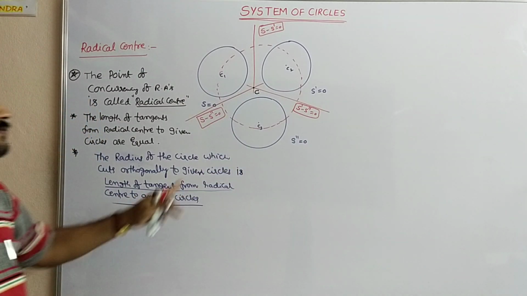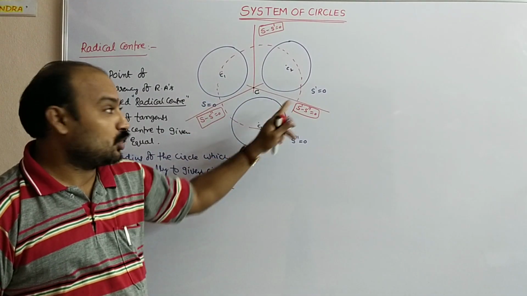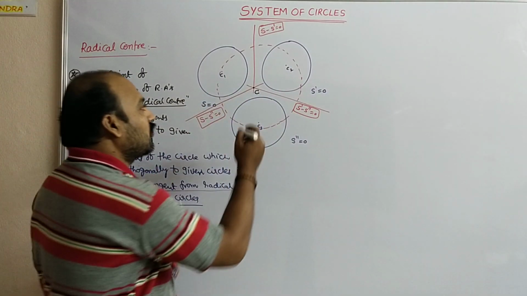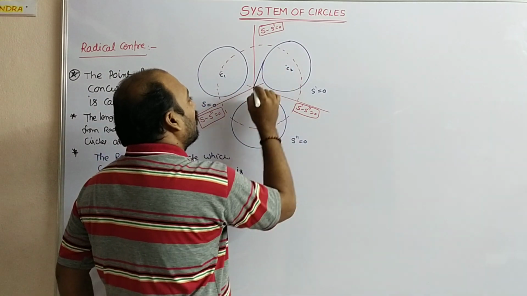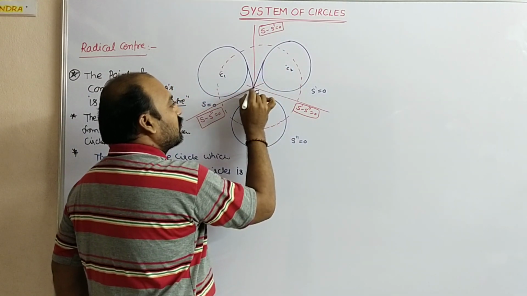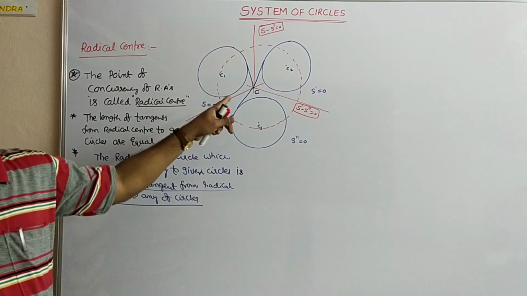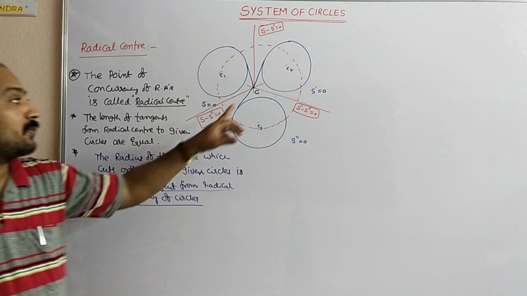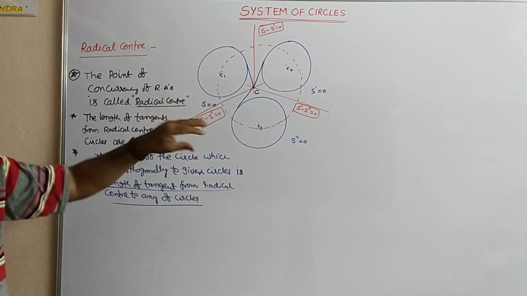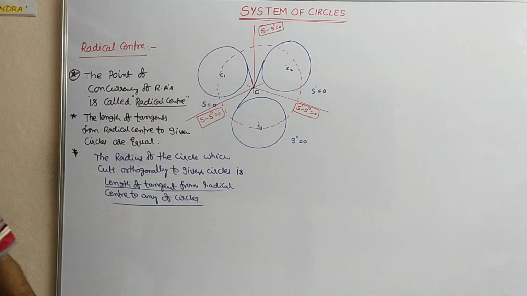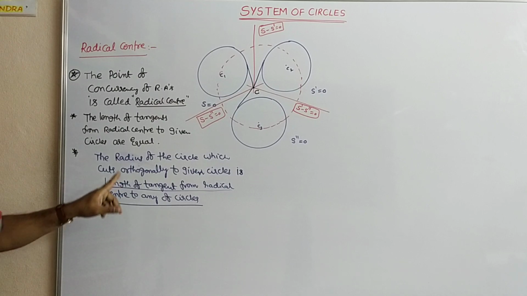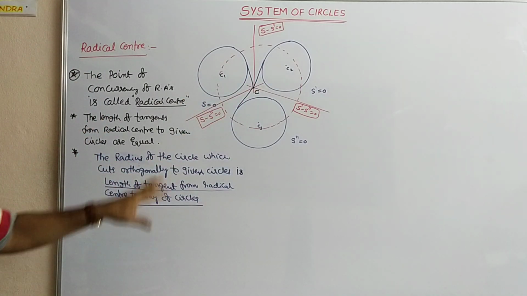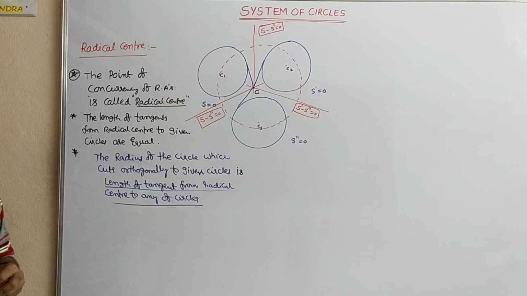So the radius of this required circle which cuts these three circles orthogonally is equal to the distance from here to here, or here to here. These are called lengths of tangents from an external point. External point means the radical center, to any of the circles. The length of tangent is equal to the radius of this orthogonal circle. This is also an important point regarding that.